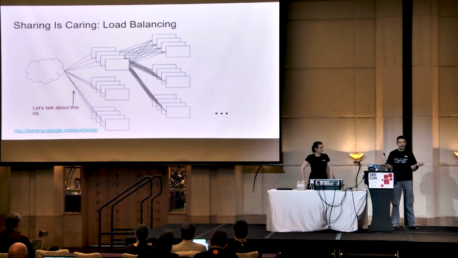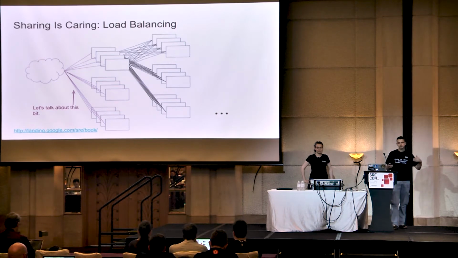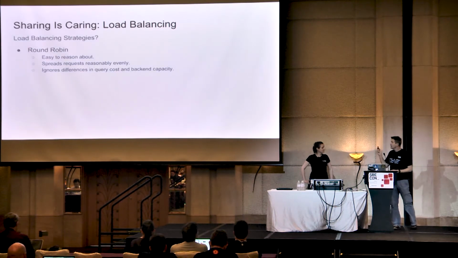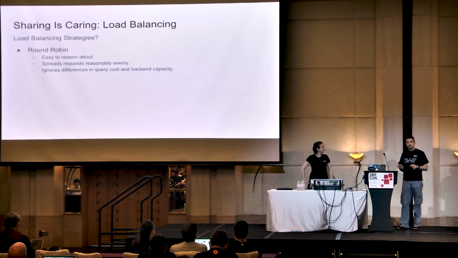On the other hand, the round-robin algorithm is not aware of differences in query cost, or maybe your backends have different hardware and different capacity. So when in doubt, use round-robin. It is unlikely to give you great results, but it is also really unlikely to give you terrible results.